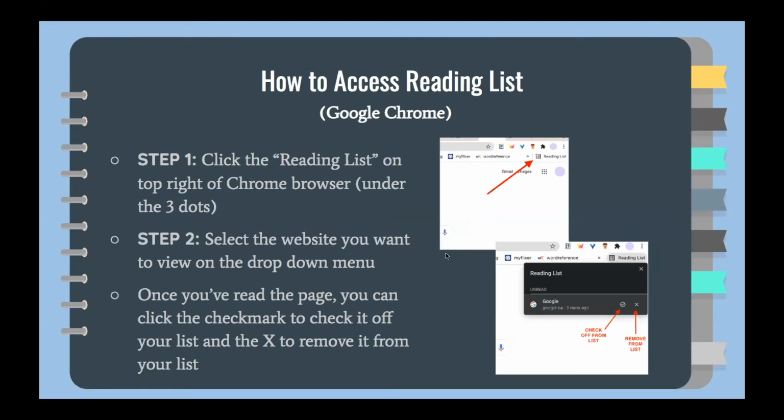Now, how to access it. Click Reading List on the top right of the Chrome browser under the 3 dots. Select the website you want to view on the drop-down menu. And once you've read the page, you can click the check mark to check it off your list, and the X to remove it from your list.